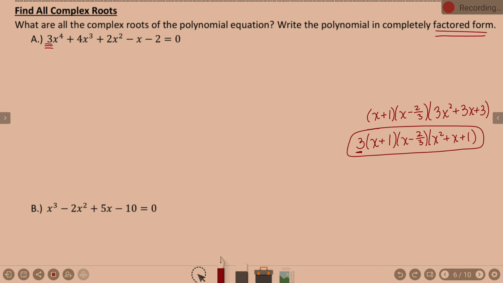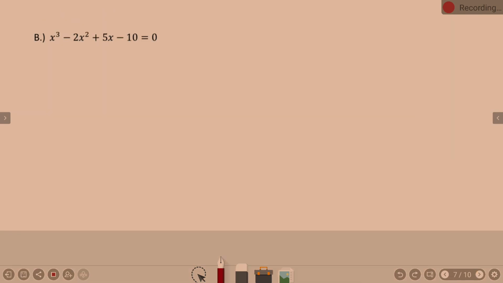Okay, let's try B. Try and move through it because I also want to get to the back, okay? So this kind of reviews what we were doing with A yesterday. The directions were find all complex roots and write it in factored form. Okay? So, what did we start off doing first?